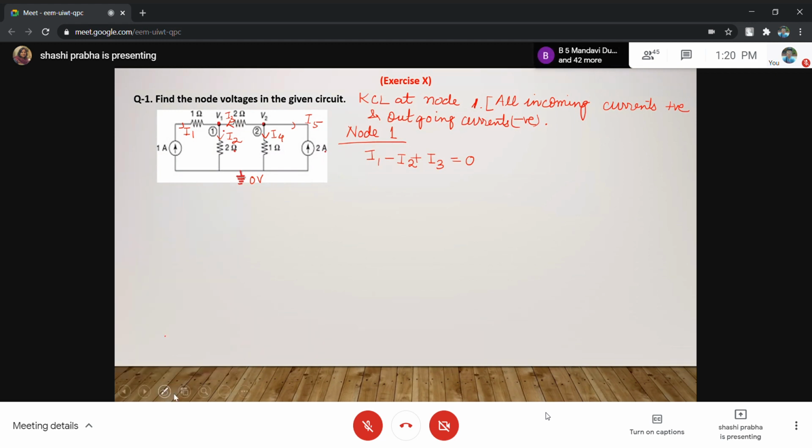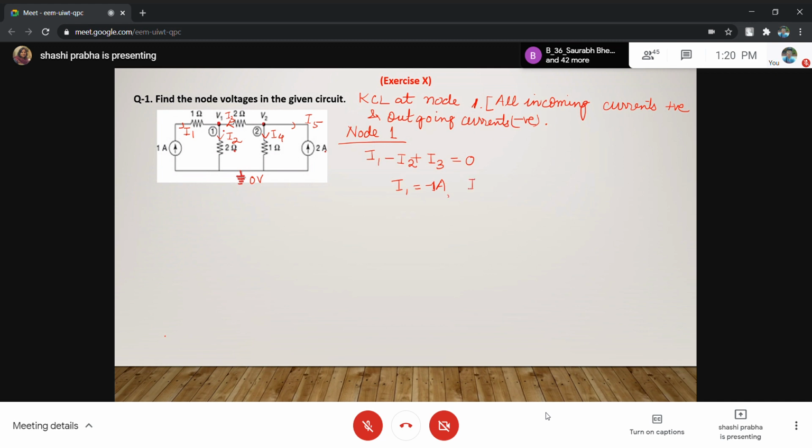I think I1 is given directly. Is it? So I1 is given as minus 1 ampere. Given, right? What is this I1? I1 is equal to minus 1 ampere. So I1 is minus 1 ampere.